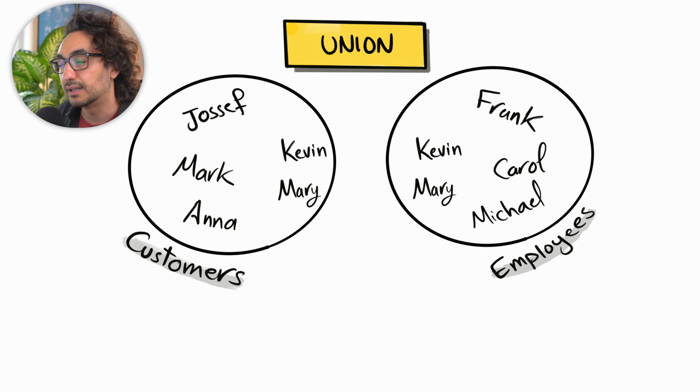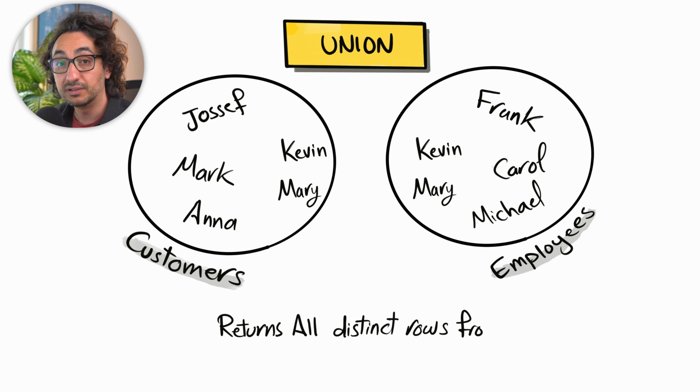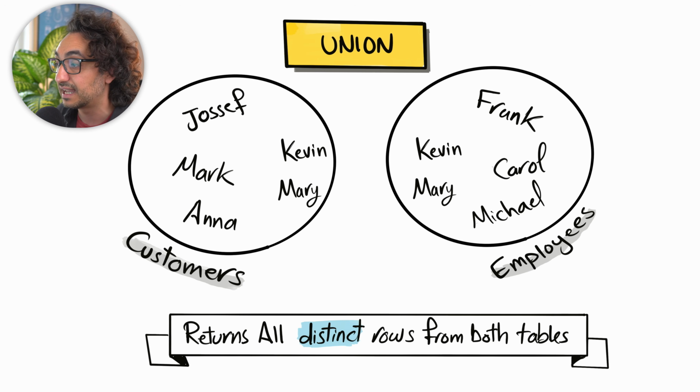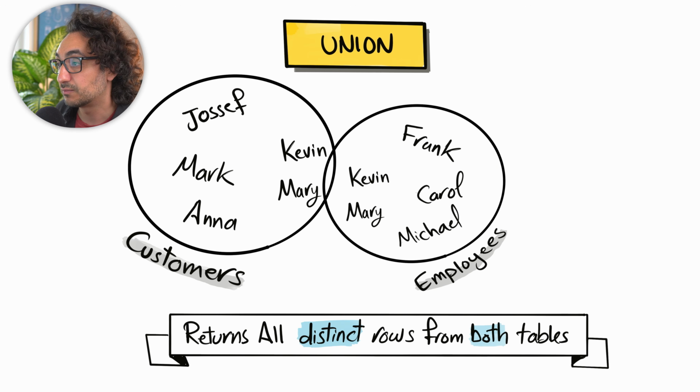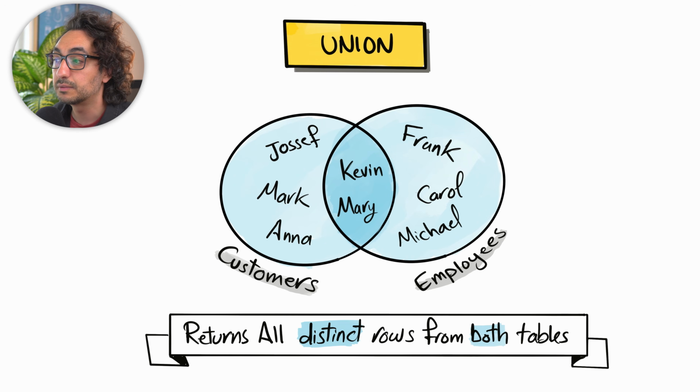So now how is SQL going to execute UNION? It's going to return everyone from customers and everyone from the employees. But since we have Kevin and Mary twice, in the output we're going to have them only once. So this is how the UNION works. It's going to return everyone from the two sets but without duplicates.